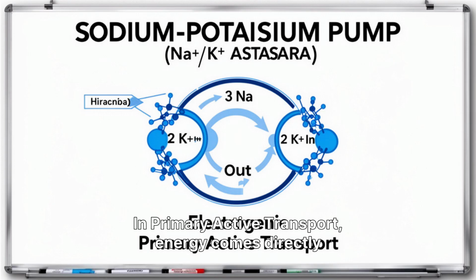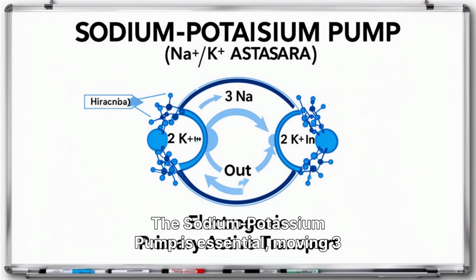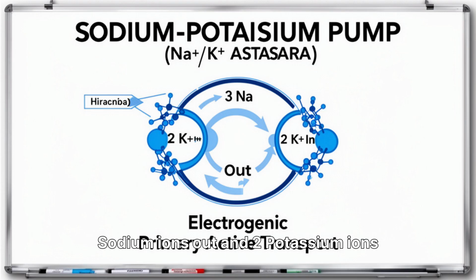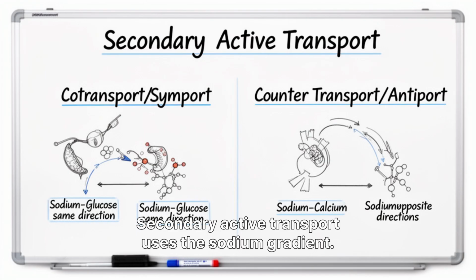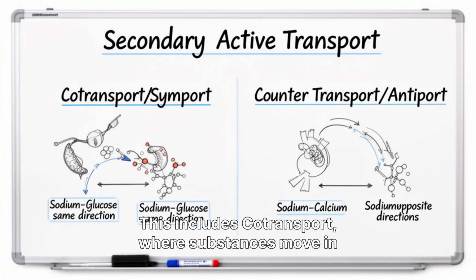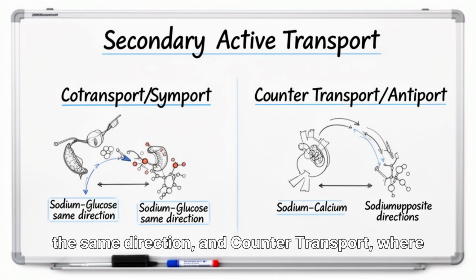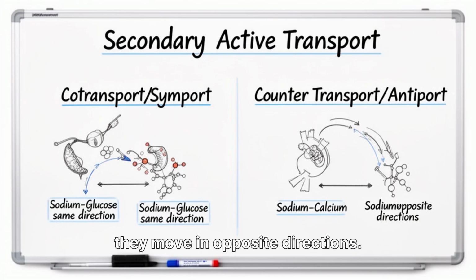In primary active transport, energy comes directly from ATP. The sodium-potassium pump is essential, moving 3 sodium ions out and 2 potassium ions in to maintain the cell's electrical balance. Secondary active transport uses the sodium gradient. This includes cotransport, where substances move in the same direction, and countertransport, where they move in opposite directions.